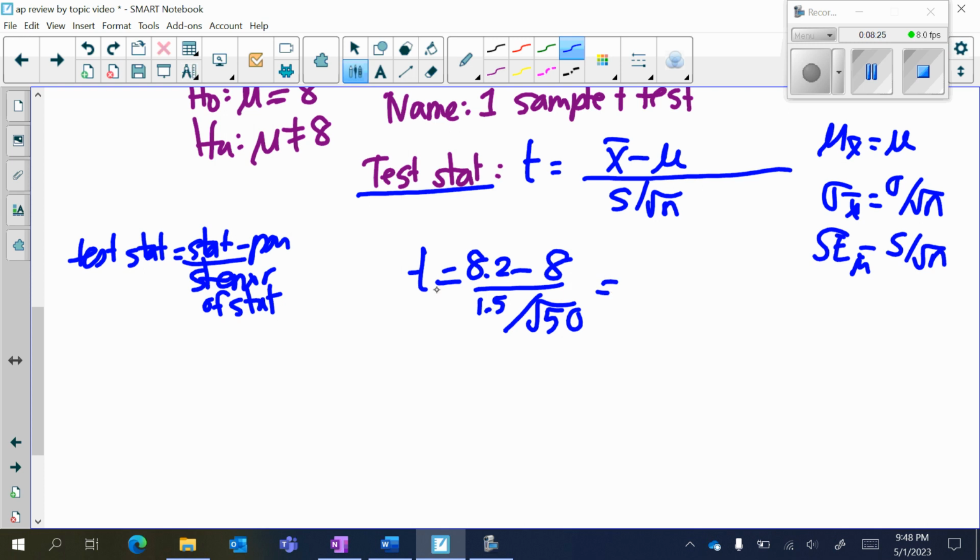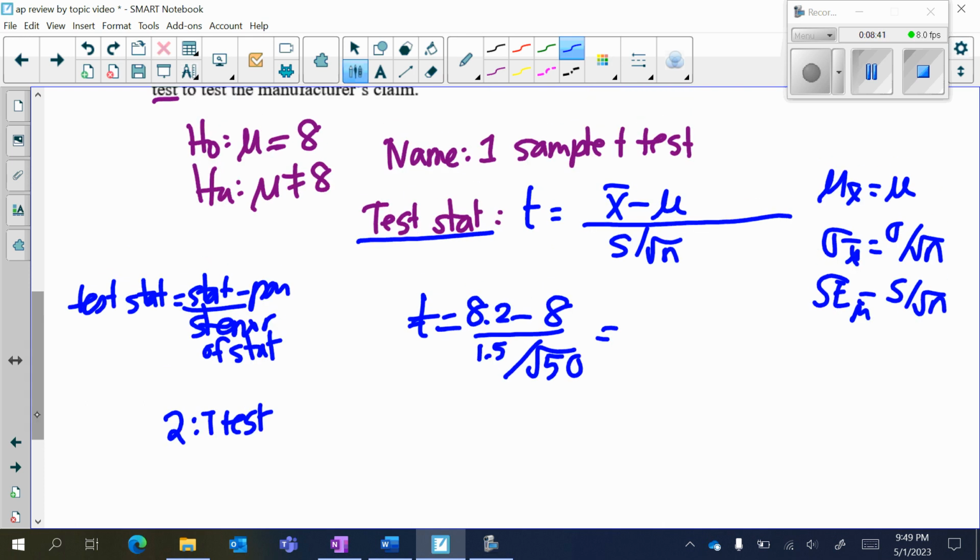Now you would just go to your calculator. After you write this in, you would do stat, and you go over to test, and you choose the one sample t-test. I think it's number 2. I think it's just called t-test. And then you would just plug in the information again, and you would run the test, and you will get your p-value, and then you would either conclude to reject the null or not.